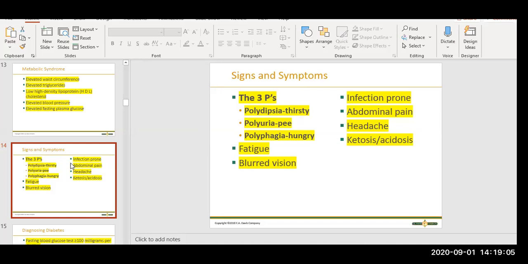Okay, warning sign. These people also are fatigued, and they usually don't notice it because they're usually heavy, so they're fatigued anyway. You will have visual problems, like blurred vision, and I'm going to explain why in a few minutes too. They're prone to infections, random weird abdominal pain, headaches, ketosis and acidosis. So people can have diabetes, like I said, but if it's well controlled, they don't have to suffer consequences.